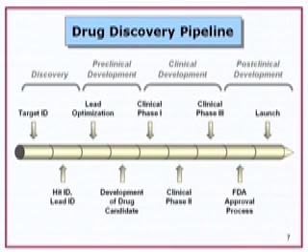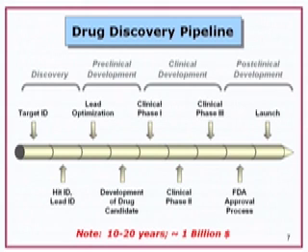So here's the drug discovery pipeline very quickly. It starts with the discovery phase, and then there's the preclinical development, and the clinical development, and then the postclinical. We have the animal studies, the clinical trials, and so on. I will not go through this in detail, just say that it takes about 10 to 20 years, and it may cost about $1 billion to come up with a drug that actually makes it to market.